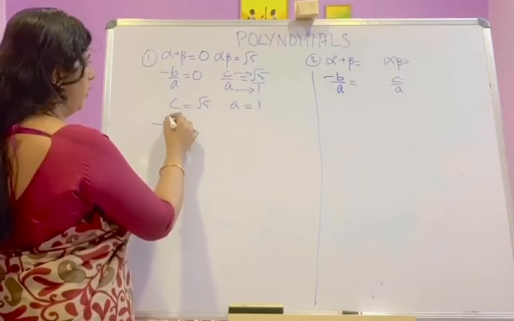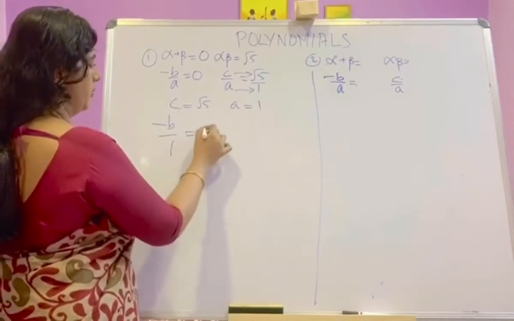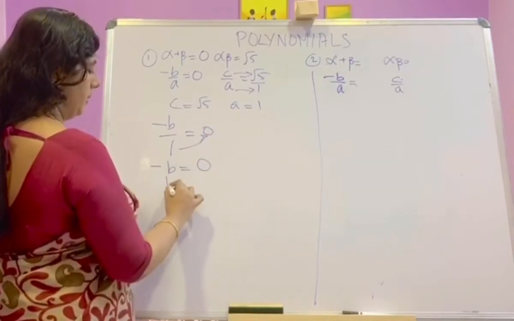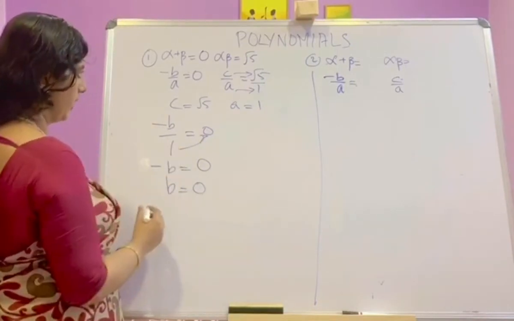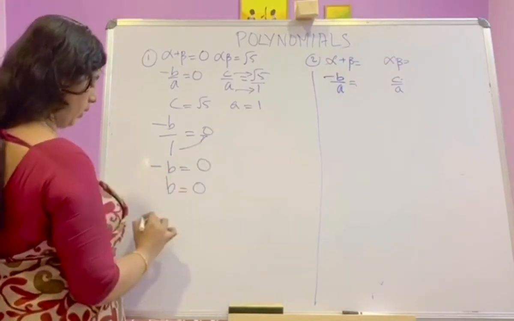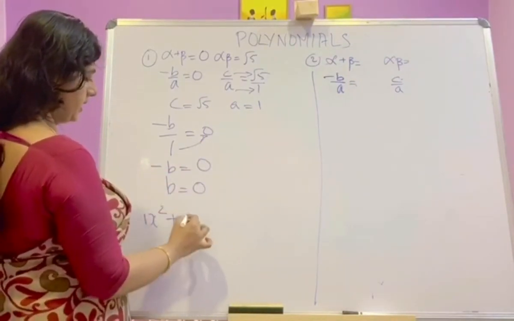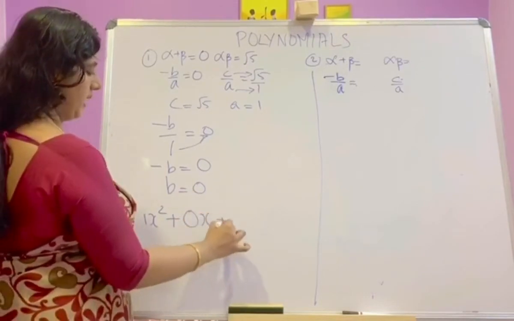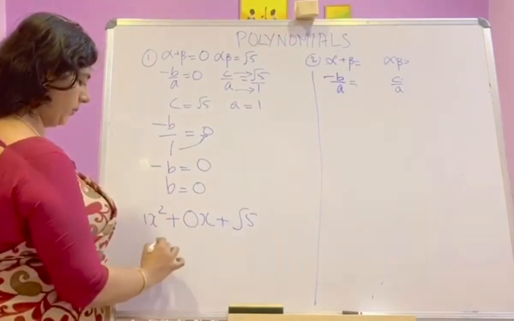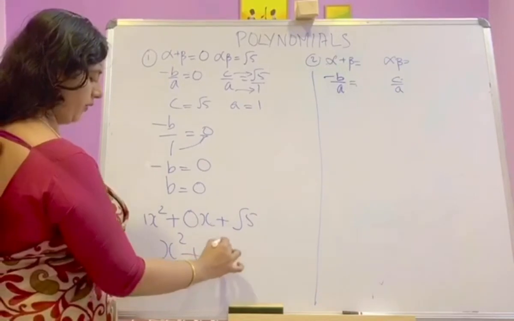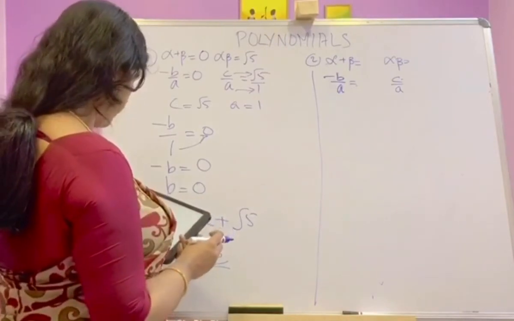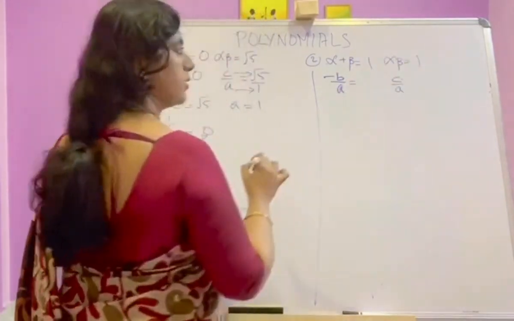Now substituting the value of a, that is negative b by 1 equal to 0. Negative b is equal to 0 into 1 is 0. B is 0. So how will you write the polynomial? Ax square plus bx plus c, 1x square plus 0x plus root 5. Here 0 into x, it becomes 0. So the polynomial is x square plus root 5. This is the polynomial.